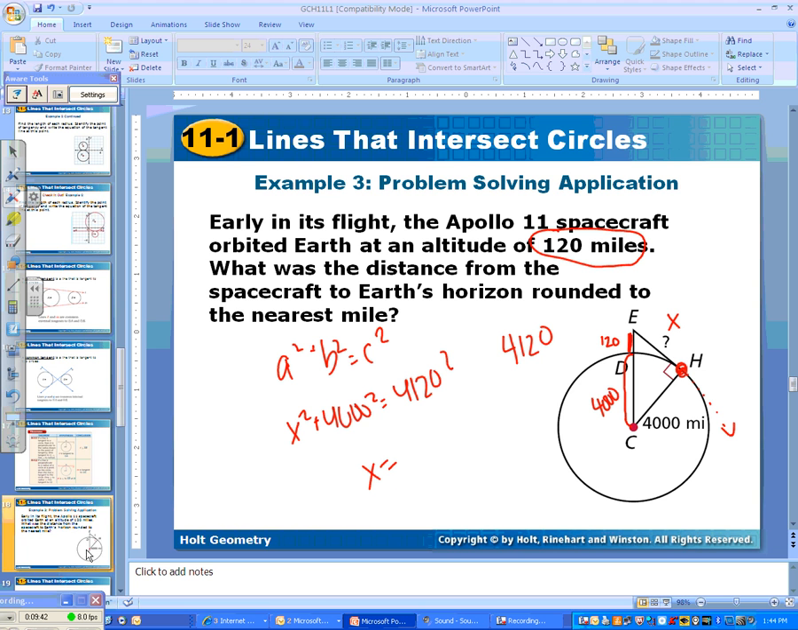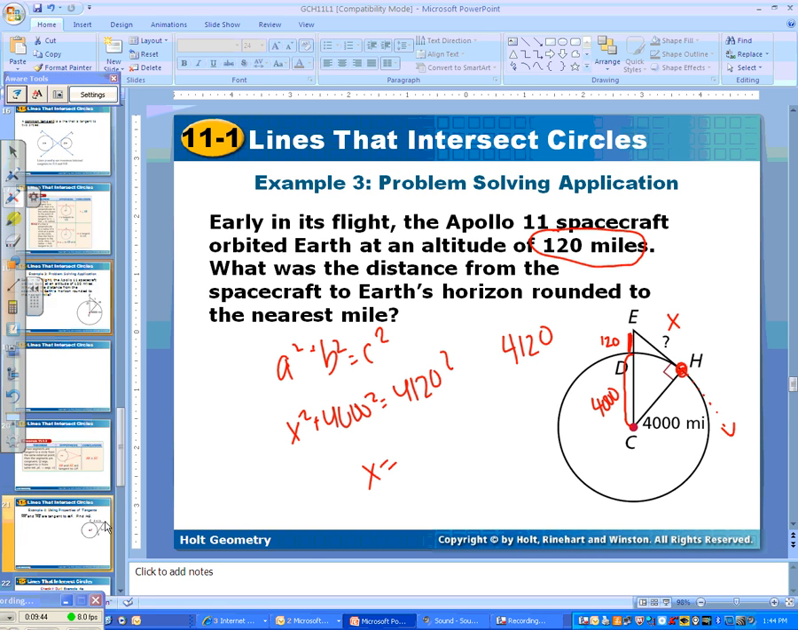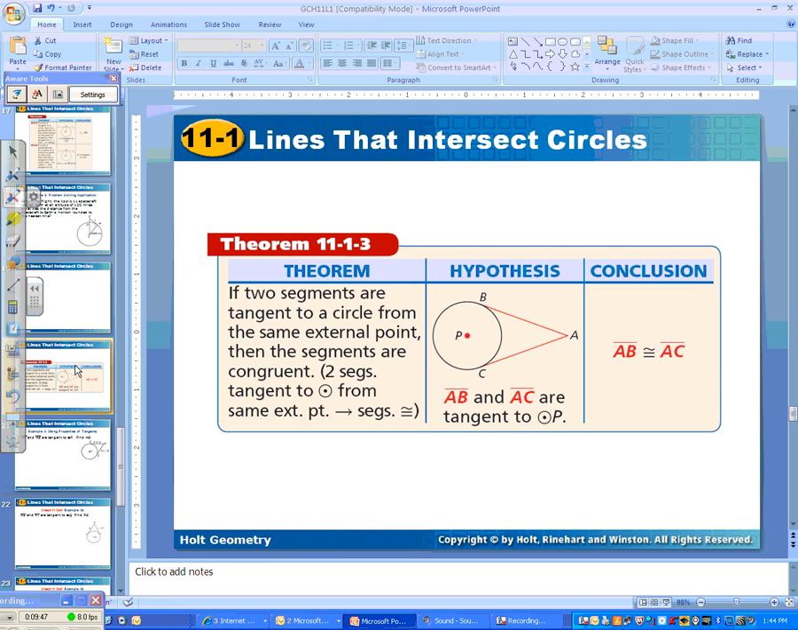Okay? Fun word problems. All right, we're almost done here. I know there's a lot in this section. Moving on, some more theorems. If you have two segments that are tangent to the same circle, I call these cone heads. They're going to be congruent to each other.